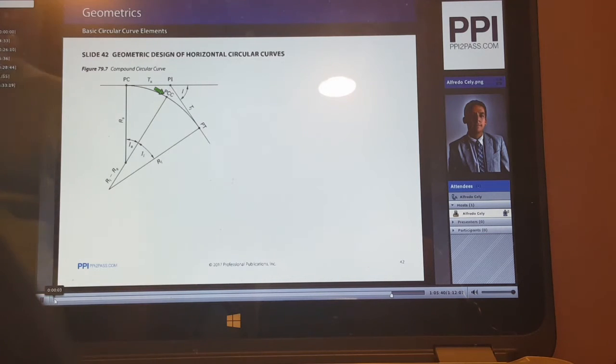Now, compound curves are often used on low-speed roadways, such as on the entrance and exit ramps on a freeway.